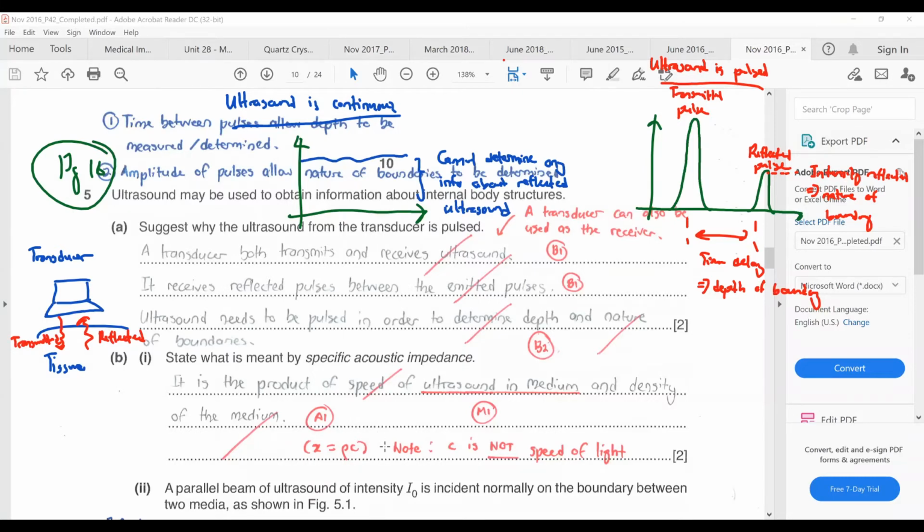State what is meant by specific acoustic impedance. We've done that just now, so I'm just going to skip that. It's the product of speed of ultrasound in the medium and density in the medium.